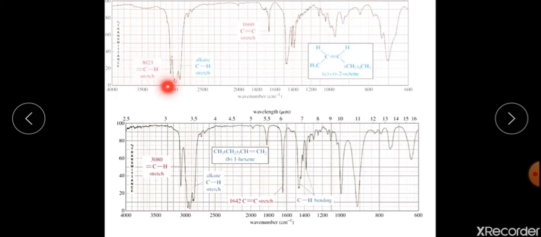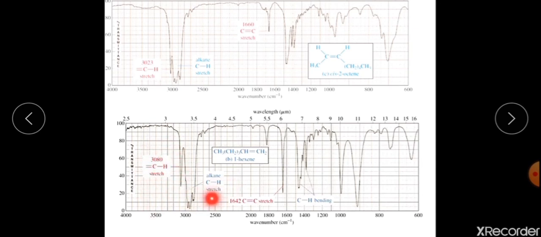And this large peak is because of the double bond CH stretching vibration. Now if we are particularly concerned about this one, 1-hexene is here and the double bond character is here. So again this is an sp2 hybridized carbon attached to the hydrogen. So this is a stretching vibration, and it will appear at 3080 centimeter inverse.